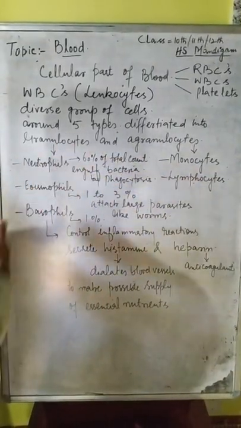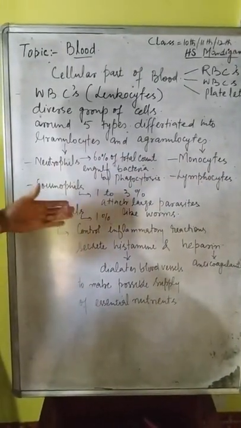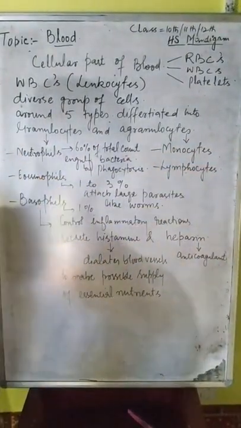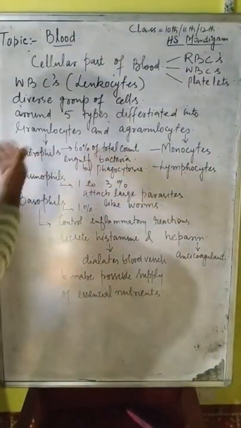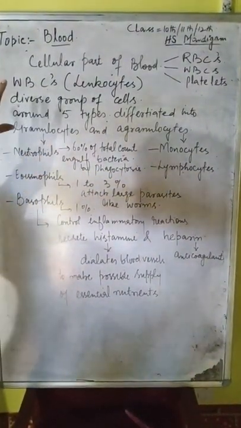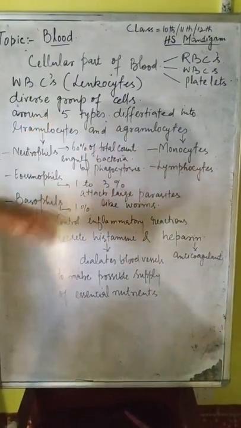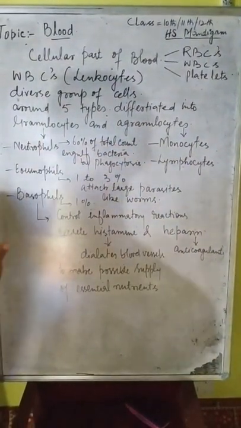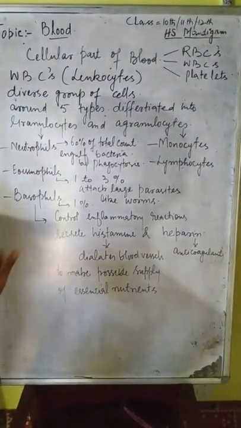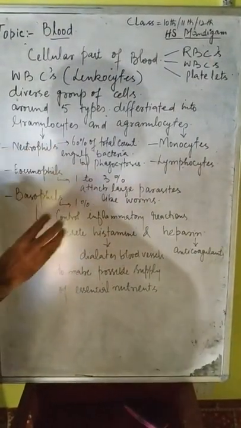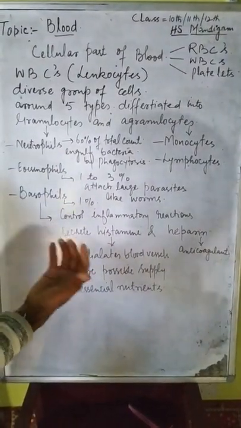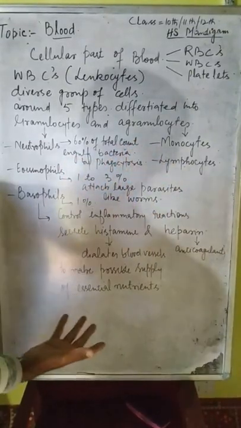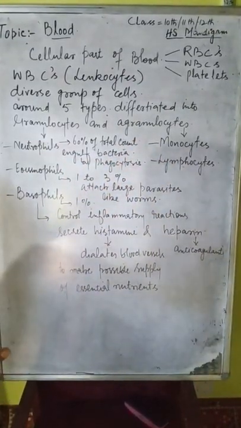Granulocytes consist of neutrophils, eosinophils and basophils. Then agranulocytes are monocytes and lymphocytes. Now coming towards the neutrophils, they constitute around 60% of the total count of the WBCs, so they are the most abundant cells among the WBCs. They move by means of amoeboid movements inside the blood or into the tissues, and they engulf the bacteria by the process called phagocytosis.